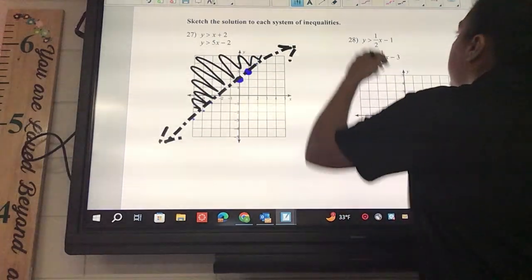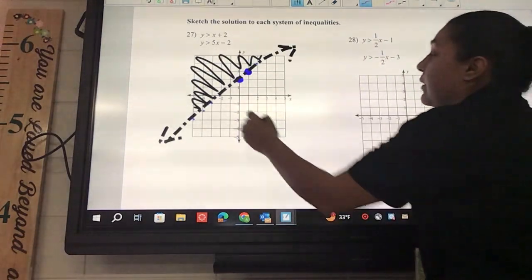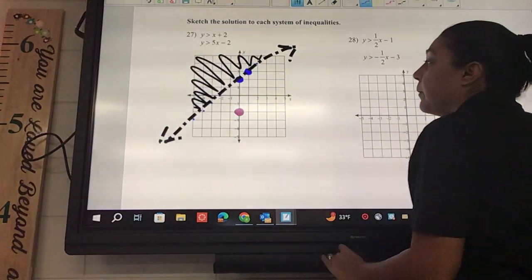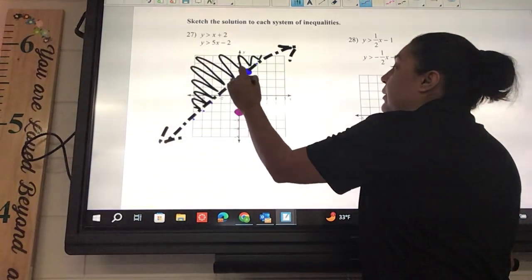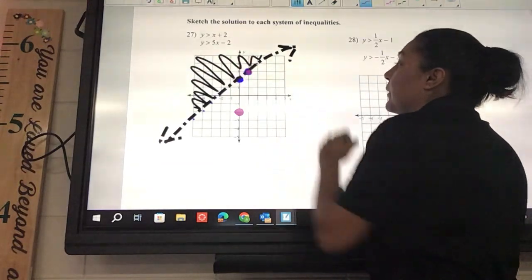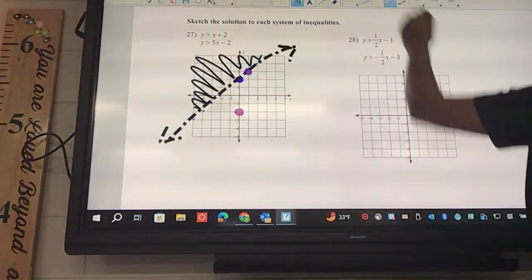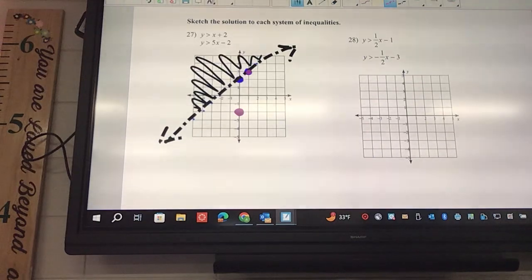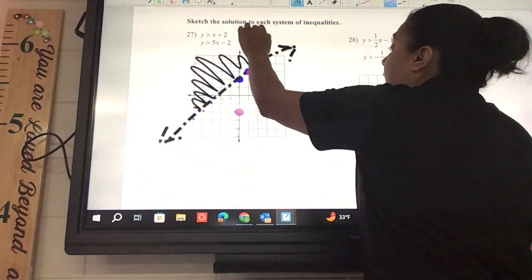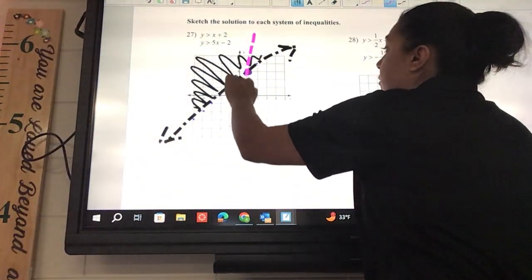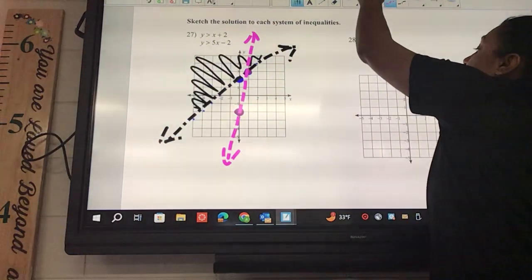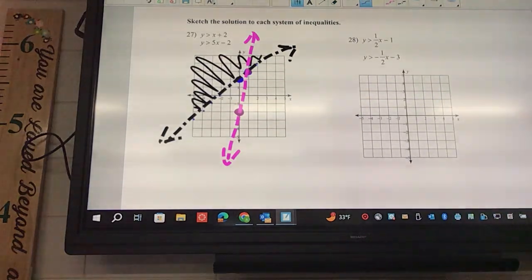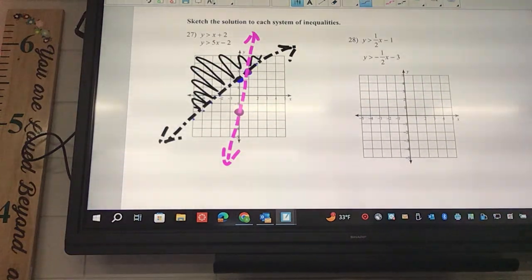Line 2, where does it start? -2. What is my slope? 5 over 1. So I'm going to go up 5, 1, 2, 3, 4, 5 over 1 this way. Should that line be solid or dotted? Should be a dotted line. You are going to need an intersection, so draw carefully. Is this one going to get shaded above or below? Above.